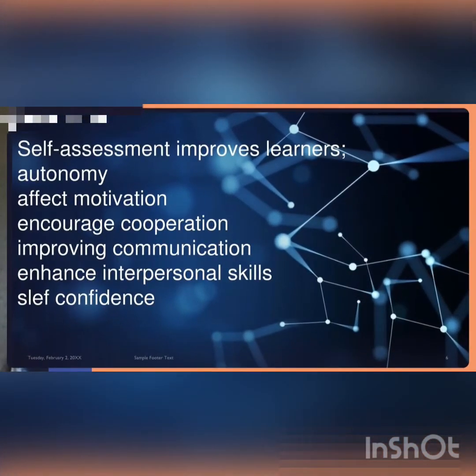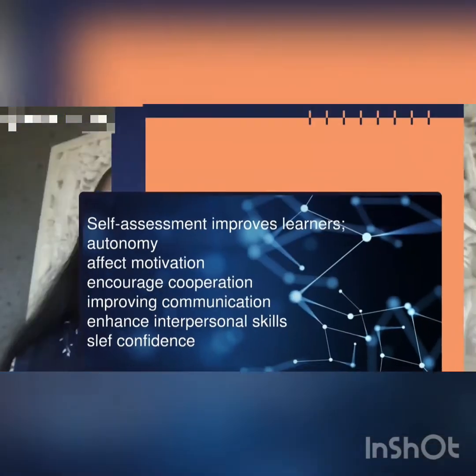Actually, the self-autonomy should be developed by the students so they can be responsible for their own learning. Being a leader of their own learning will boost creativity, independent learning, and also critical thinking. As it is said, self-assessment improves learners' autonomy, affects their motivation, encourages cooperation within each student, improves their communication, enhances their interpersonal skills, and also boosts their self-confidence.